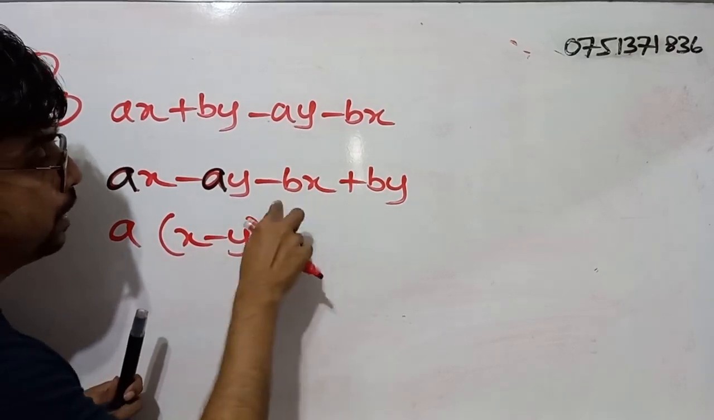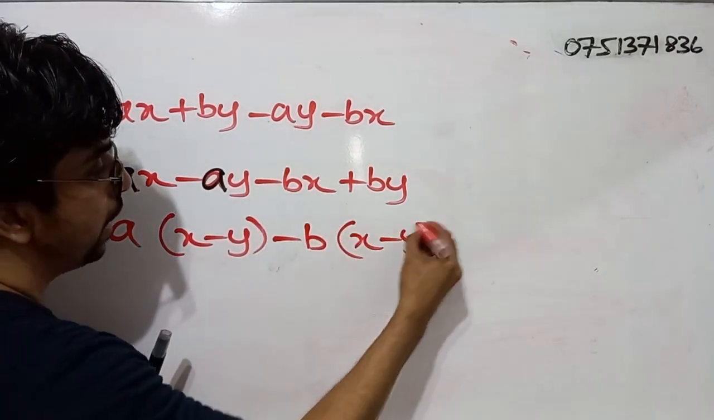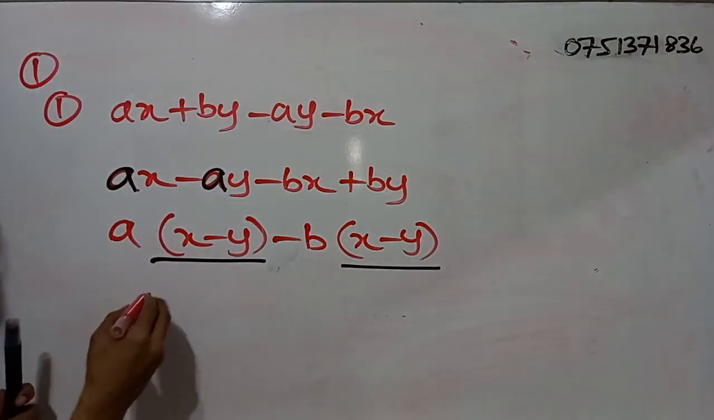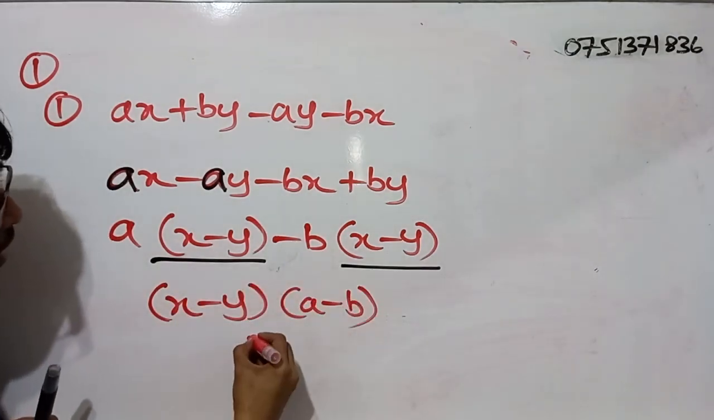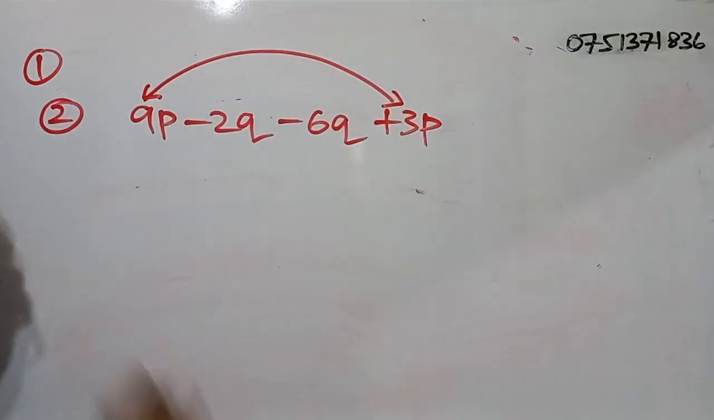Then when we consider these two terms, common factor is negative b. So what goes inside? X minus y. Now these two expressions are common. So x minus y, a minus b. That's the answer.